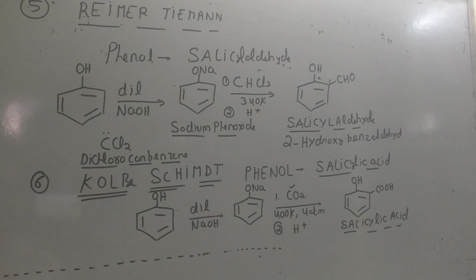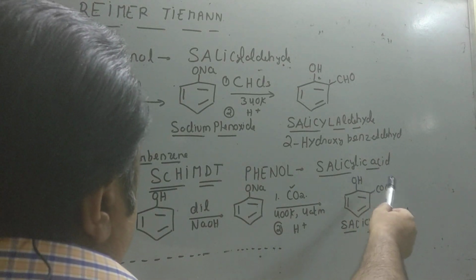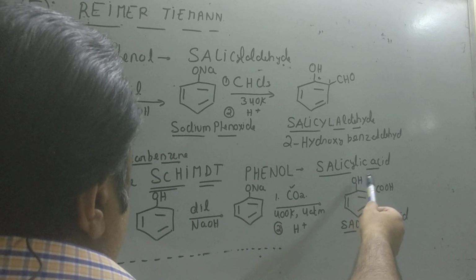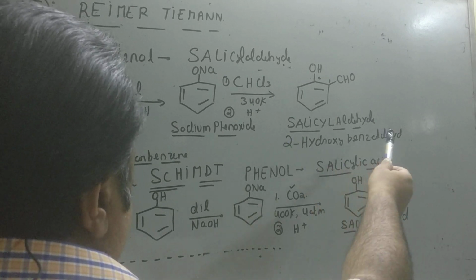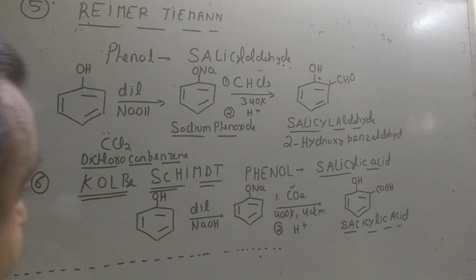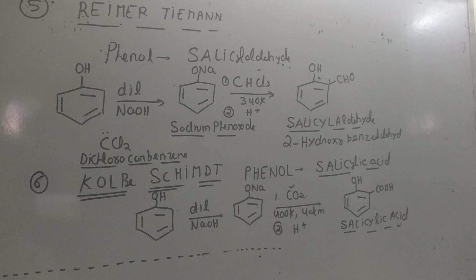Now, can you try its IUPAC name? Very simple. Out of these two groups, which has a higher preference? COOH. So its IUPAC name would be 2-hydroxybenzoic acid. Like it is 2-hydroxybenzaldehyde, this would be 2-hydroxybenzoic acid. So we have discussed two more electrophilic substitution reactions of phenol, making the total tally 6.